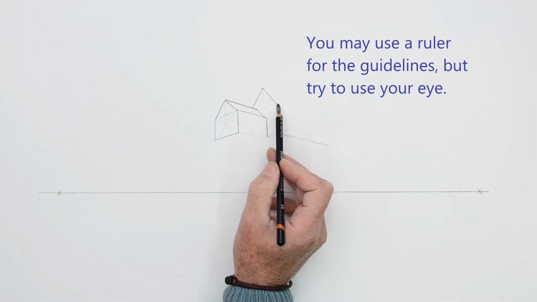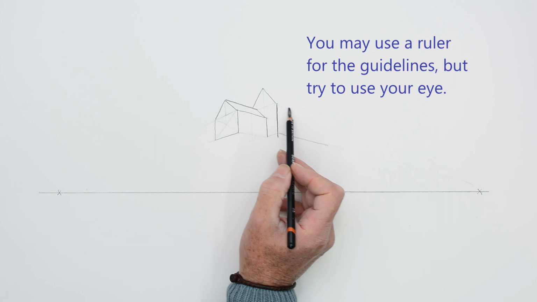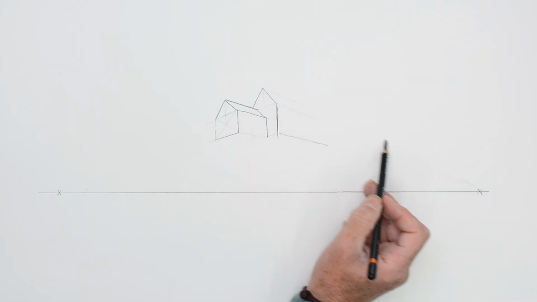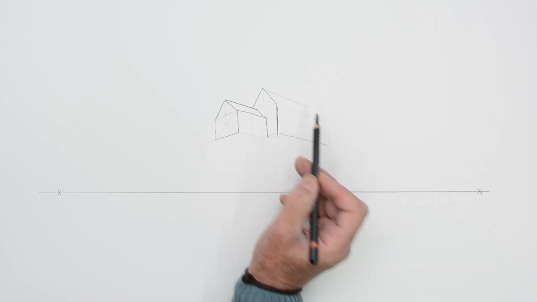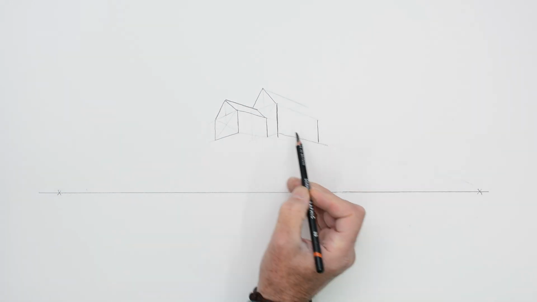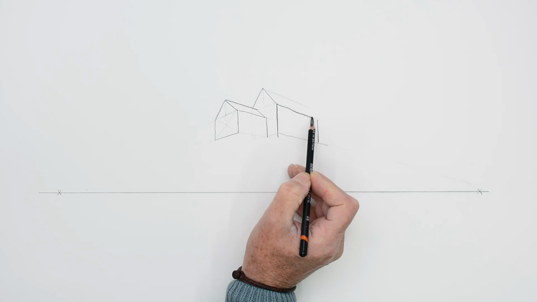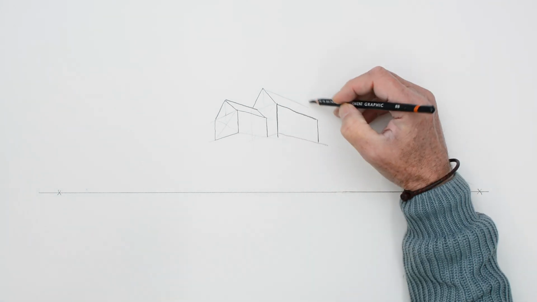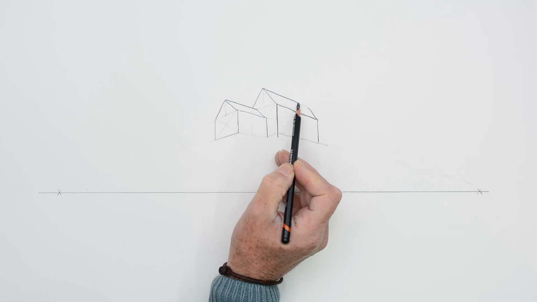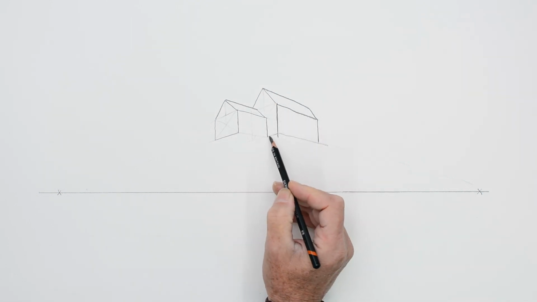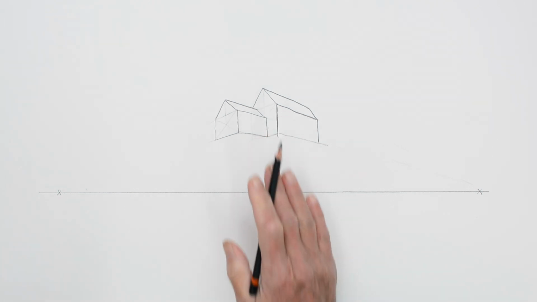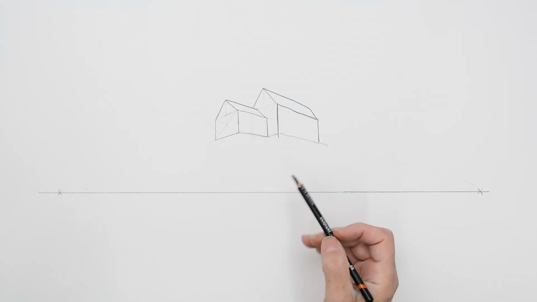Now, if you want to use a ruler for this, do so, but try and train your eye to do it. It's much more effective. There we go. So I've got my three lines in. I'm now going to put in the sides of the building, the edges of the building, and so on. You can see now the buildings look as though we are looking up at them, as though they're on a hill or something of that sort. You see? All because the building is above eye level.